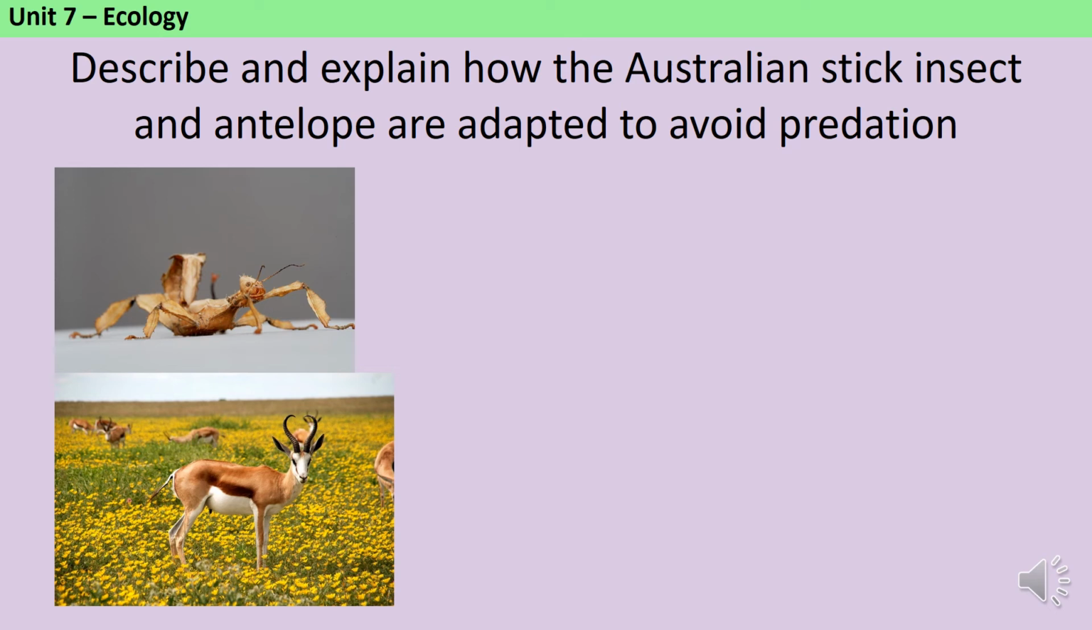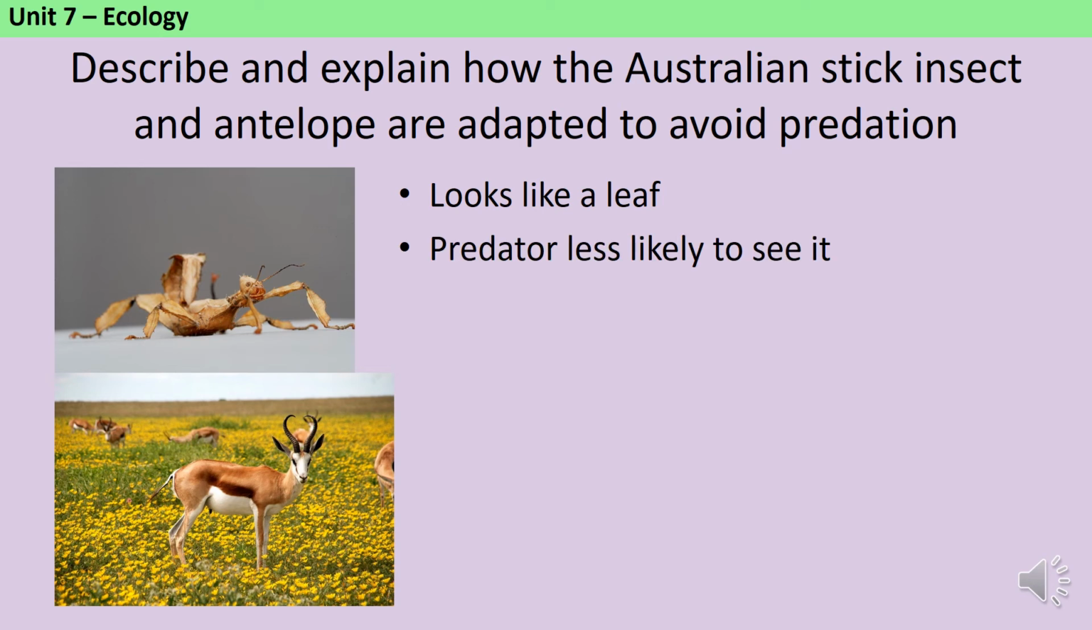The Australian stick insect looks like a leaf. In other words, it's camouflaged. That means that the predator is less likely to see it and therefore less likely to eat it.